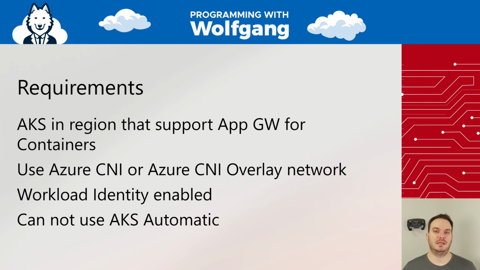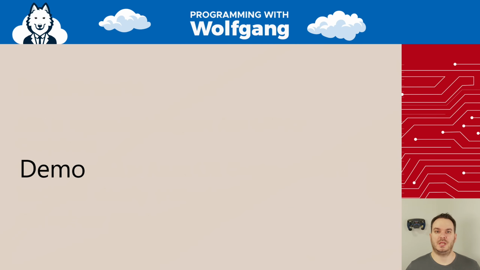And lastly, if you're using AKS Automatic, then you can't use the AKS add-on for now. AKS Automatic is a pre-configured AKS cluster with all the best practices from Microsoft. And I guess in the future it will work, but right now in the preview it's not working. So that's all you have to know. Now let's switch over to the terminal and let's create our AKS cluster and then deploy the add-on.